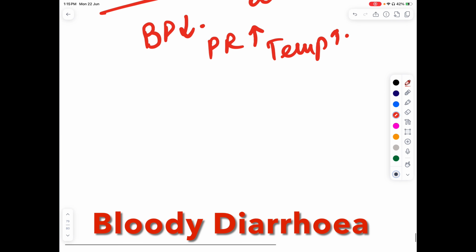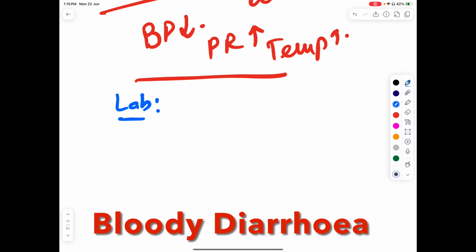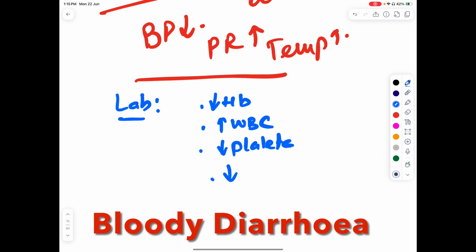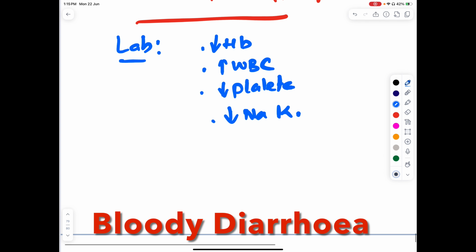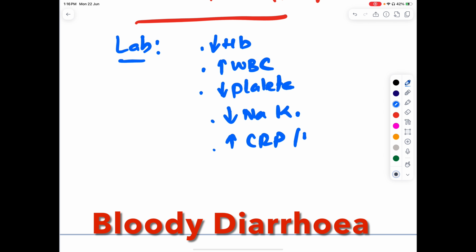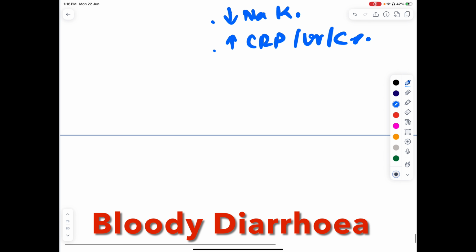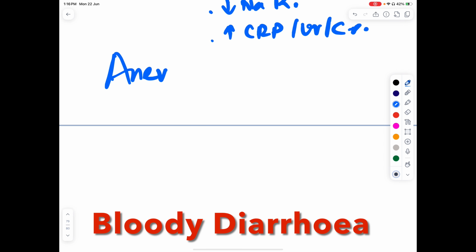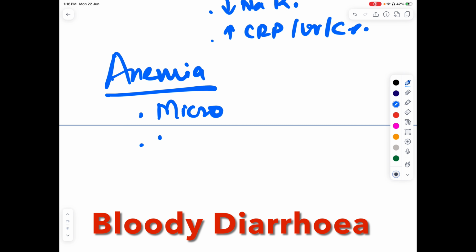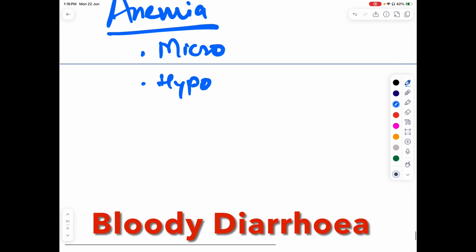What can you see in the blood picture? So what are the findings in lab? You get low hemoglobin, increased WBC count because of infection, low platelet, decreased sodium, potassium because they are lost, increased CRP, urea, creatinine. So what type of anemia? So here again there is microcytic and hypochromic. So this type of deficiency, iron deficiency or something.